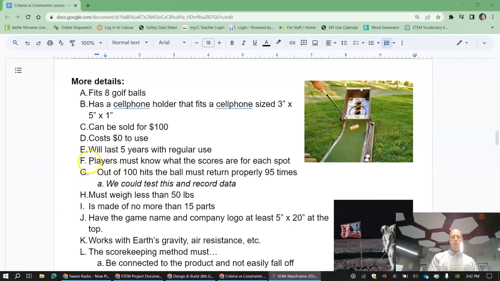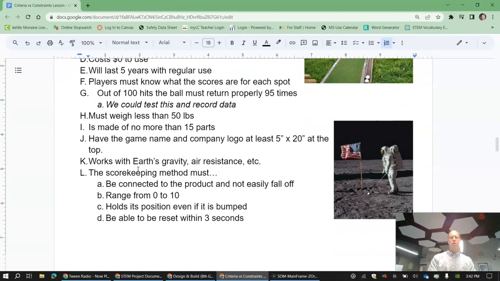Here's one neat one I would point out. It's great when we can test our products. For example, let's say we play the game 100 times and we find that 95 times out of 100, the ball is returned properly. That's something we could actually test and take data on. Some other basic stuff is thinking about, if it's a product you're going to sell, maybe you have a goal of what you could sell it for, and how much it costs you to make. We could even get super detailed, breaking the problem up into smaller bits. We could even get super detailed about just how the scorekeeping method works.